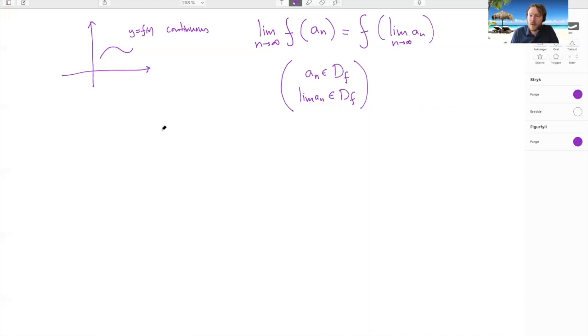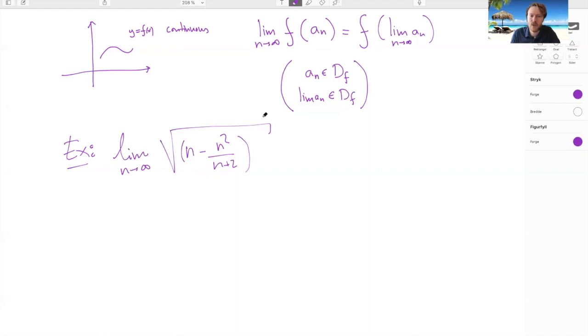Now, how to use this? Well, let's put an example here. Let's say that we want to compute the limit as n tends to infinity of the square root of n minus n squared over n plus 2. Now previously we've seen this expression, so the expression inside of here is definitely tending towards 2. So this has the limit 2.